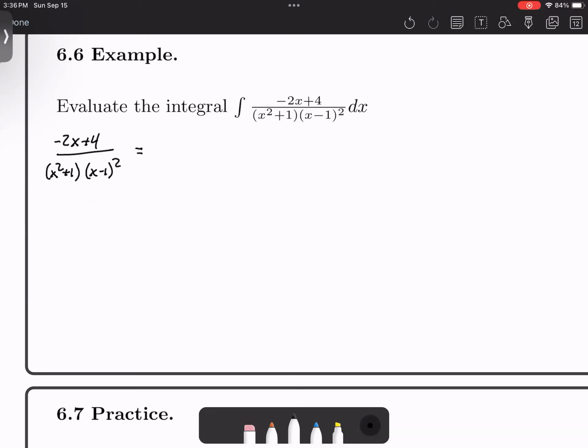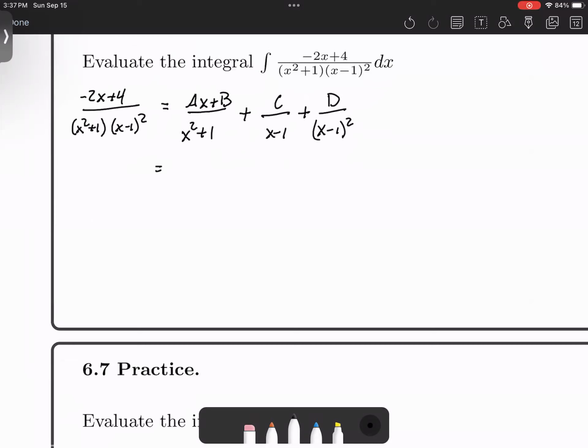And for that reason, because x squared plus 1 is an irreducible quadratic, we give it a straight line or a monomial on top, ax plus b, some unknown straight line. Now, the x minus 1 is a linear factor, so it's just going to get a constant up top. But because of the multiplicity, it gets two fractions. So this is going to provide us the partial fraction decomposition that will allow us to solve this integral. So let's figure out what a, b, c, and d have to be.